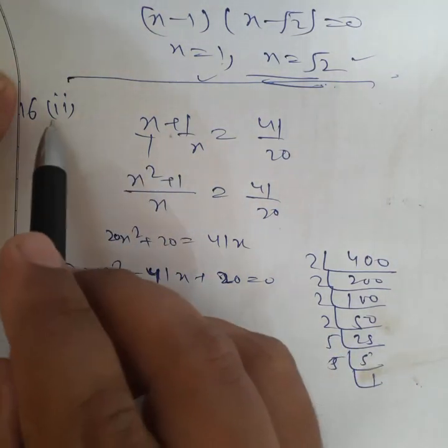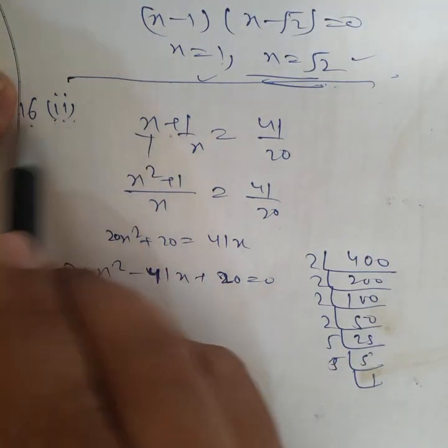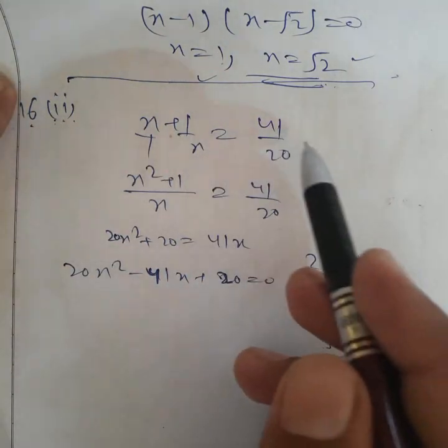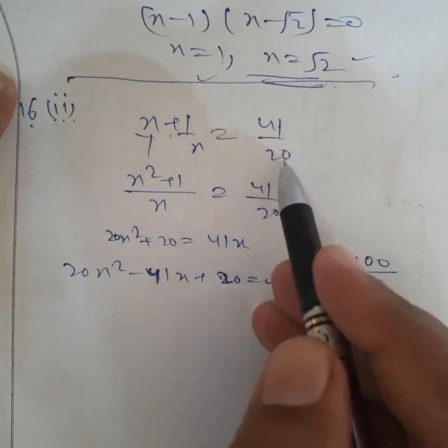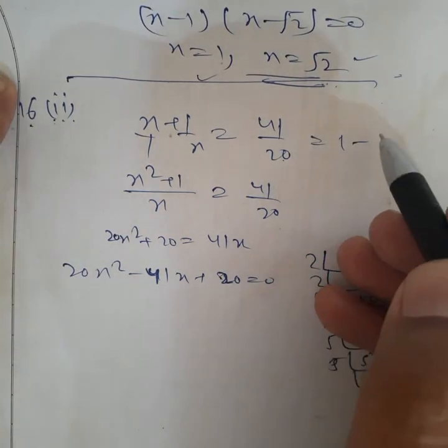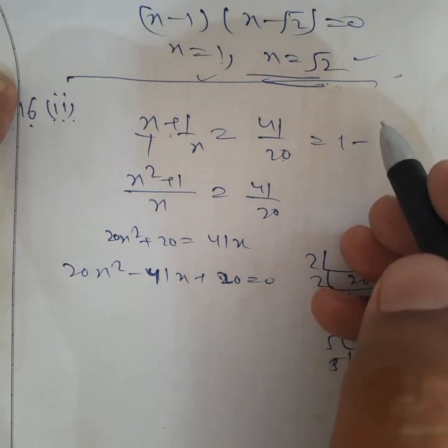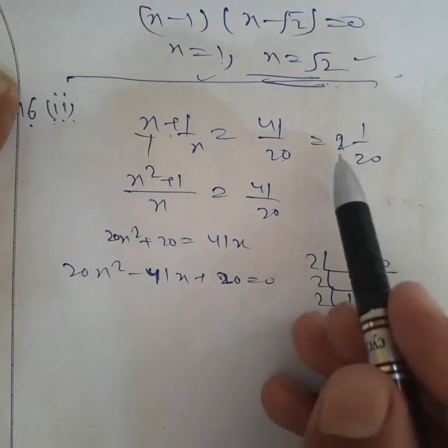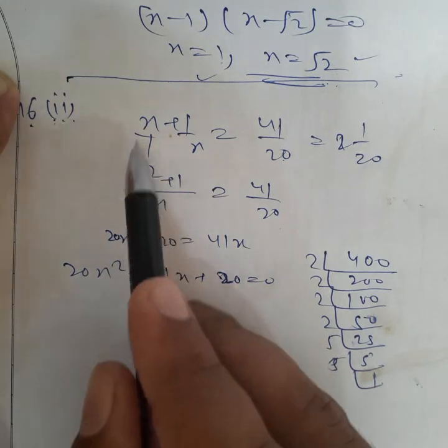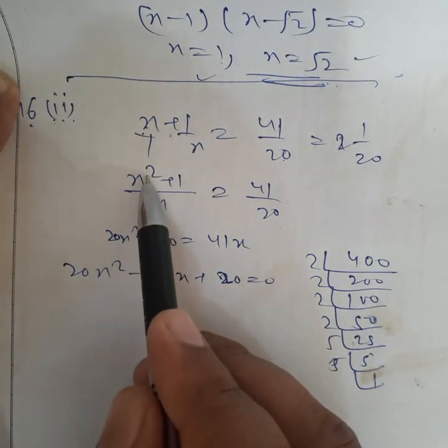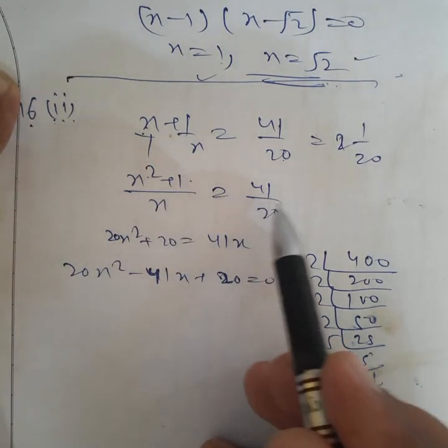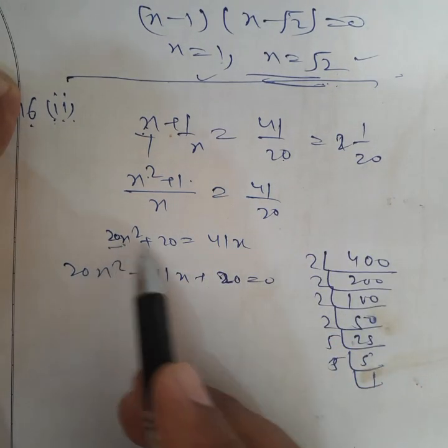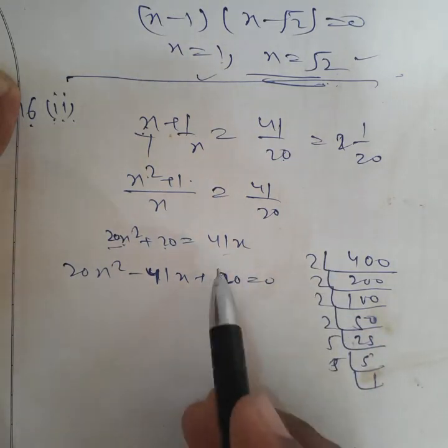Now moving to the next question, second part of question number 16. x plus 1 upon x is equals to 41 upon 20. Now taking x as common, we get x square plus 1 is equals to 41 upon 20. Now cross multiplying, we get 20x square plus 20 is equals to 41x.